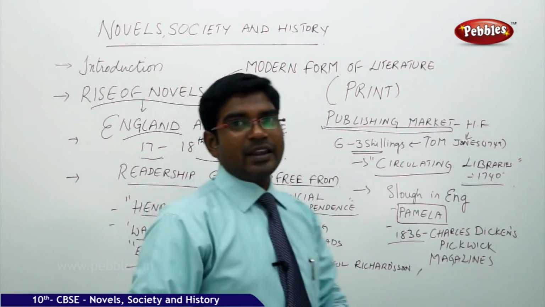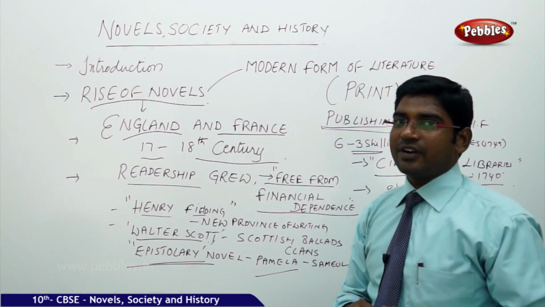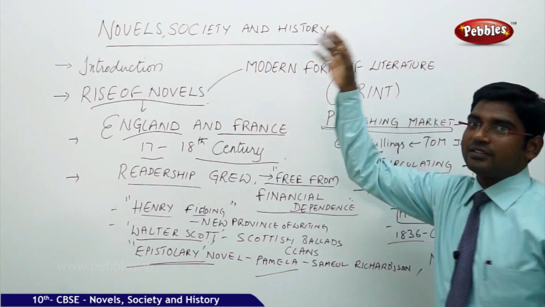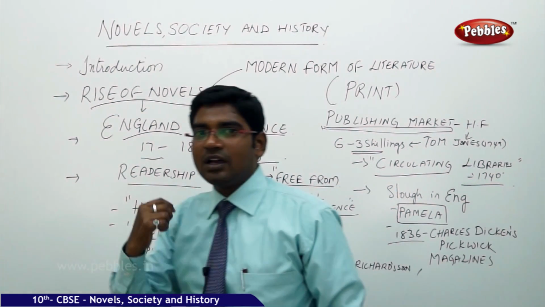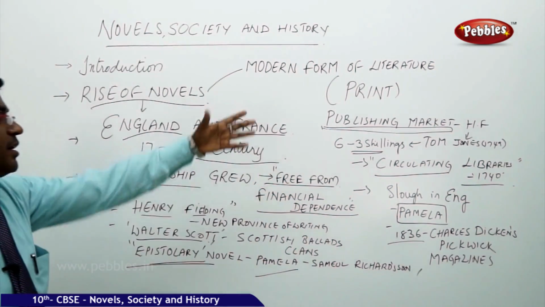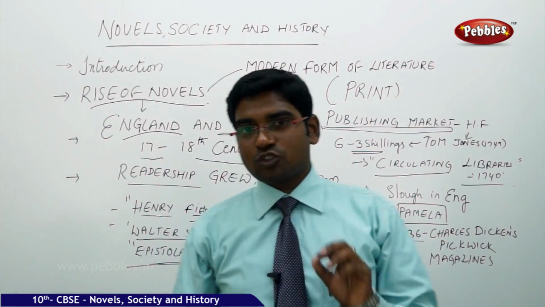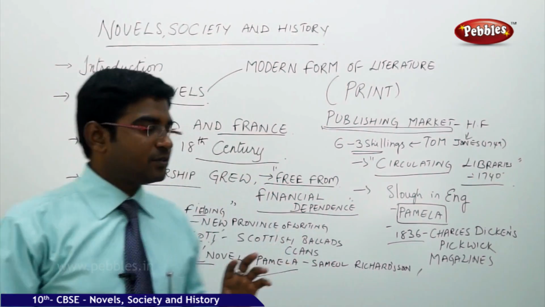The novel, society and the history. The rise of the novel is a very fantastic point that we are going to discuss now. The modern form of literature is the novel. The modern form of literature got developed only because of the major inventions which happened in printing and made printing available at very low cost for all the people within the budget limit of the printers.